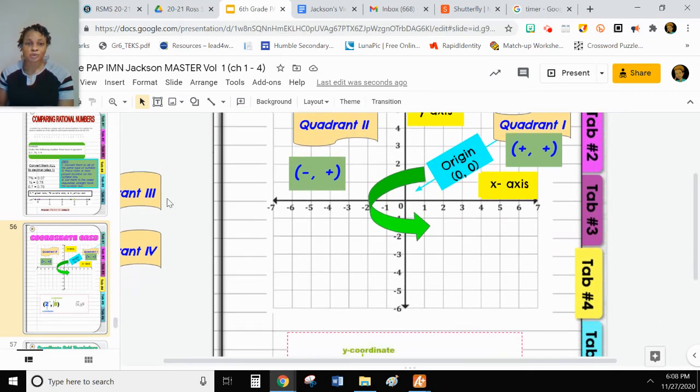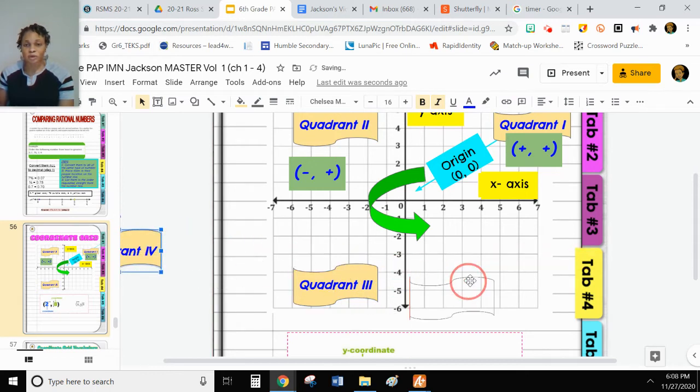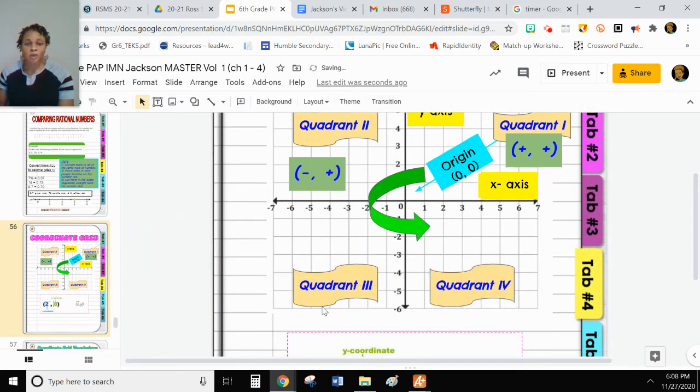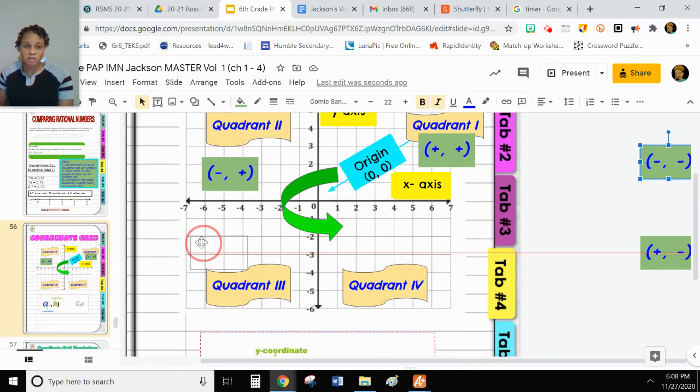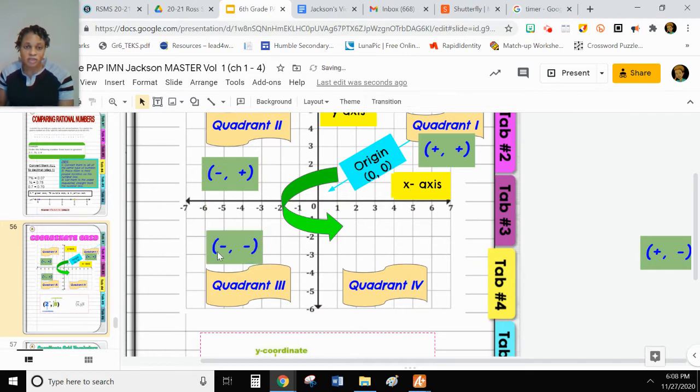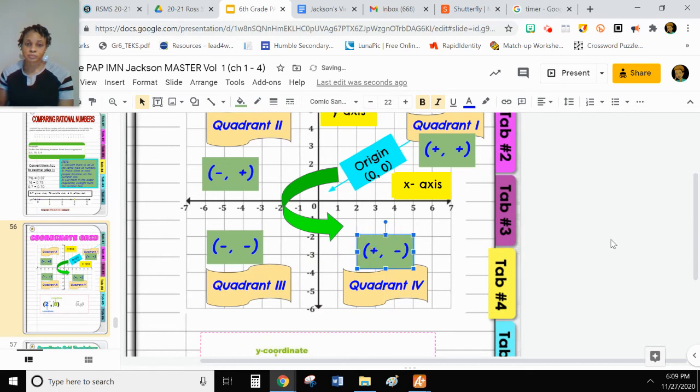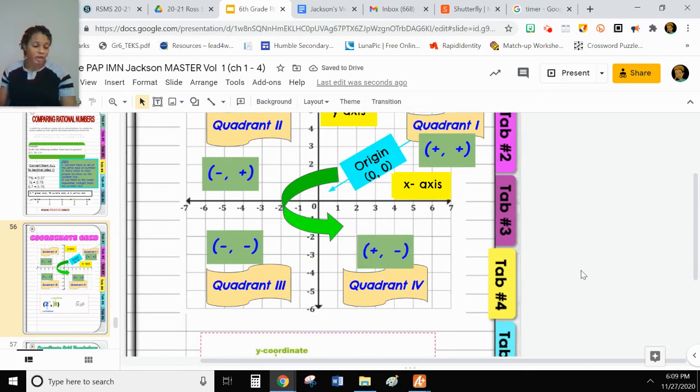Underneath quadrant 2, of course, would be quadrant 3 here, and then this would be quadrant 4. Quadrant 3 has a negative x and a negative y. So we're going to grab that piece, a negative x and a negative y. So quadrant 3 would look like this. The x would be negative and the y would be negative. Quadrant 4 would have a positive x and a negative y. So go ahead and jot down those notes if you don't have them.